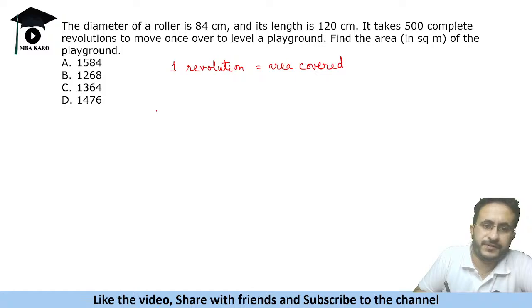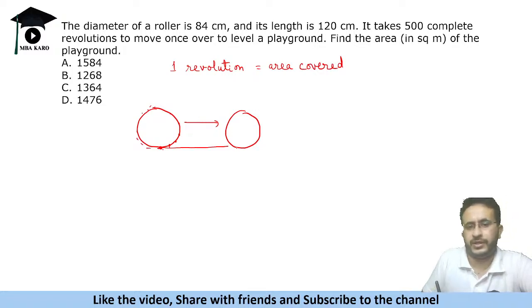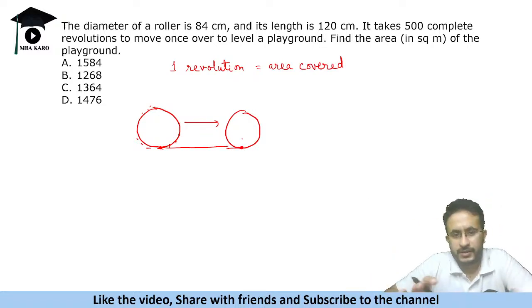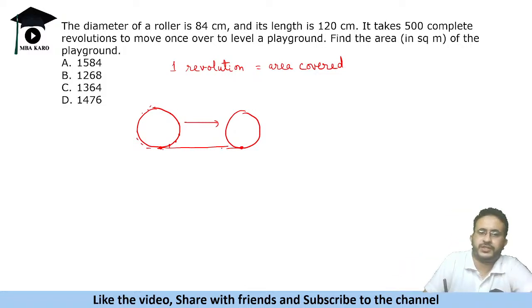So let's say this is the roller. If it is moving ahead, this has moved to this place. First this point will touch the ground, it moves a little ahead, this point will touch the ground, this point will touch the ground, and so on. The points will keep touching the ground. So in one complete revolution, the complete part has touched the ground. So this is the circumference, 2 pi r.